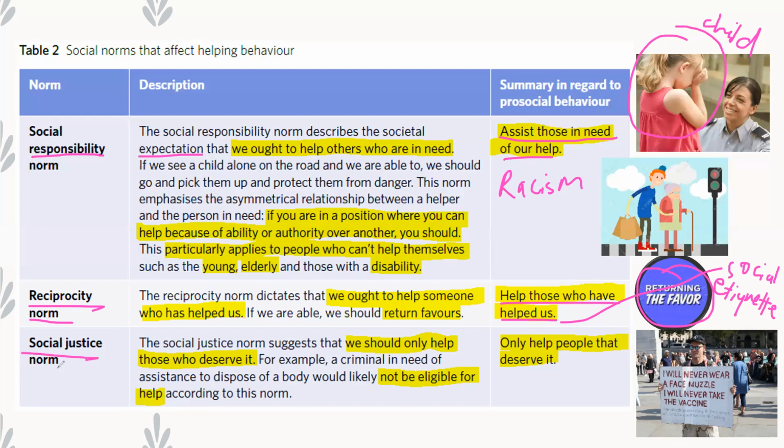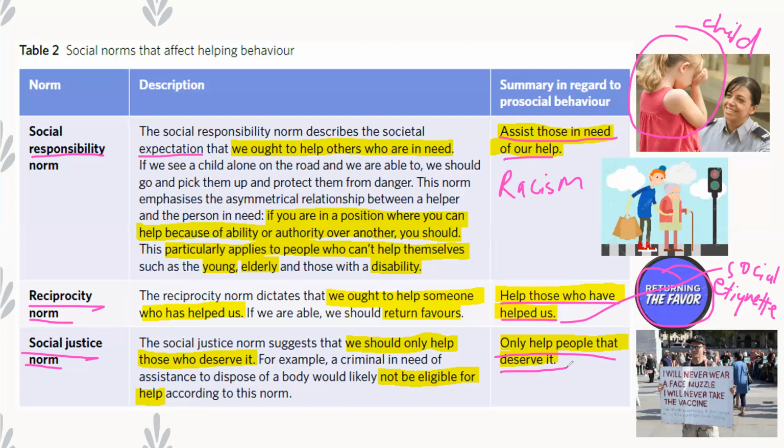The social justice norm is a little bit more of an interesting one, and it's this idea that we should only help people that deserve it. And I feel like I see this a lot nowadays with the whole vaccine discussion, with the COVID-19 vaccine, and some of the discussions people are having on social media, which I should be staying away from actually, because it gives me a headache reading those comments. But basically this idea that we should only help those who deserve it.